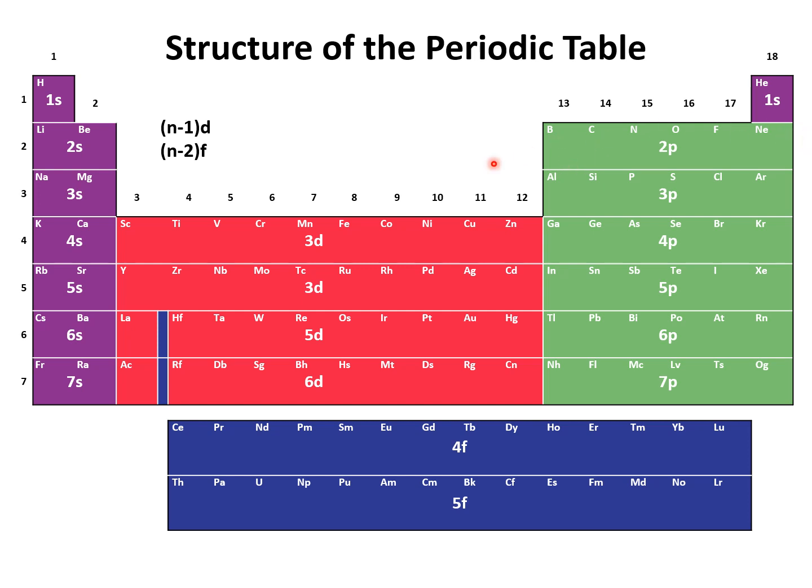In the d block, we have 5 d orbitals, and since each of those 5 d orbitals can hold 2 electrons each, we have 10 columns in the d block. And finally, we have 7 f orbitals, and since each of those can hold 2 electrons each, we have 14 columns in the f block.